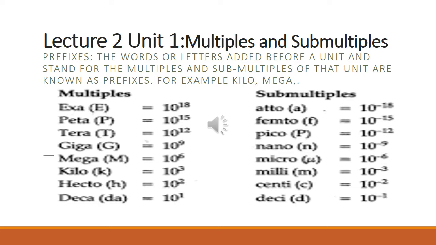Submultiples. In your junior classes, you have read, what are multiples? Multiples are basically those values which we obtain after multiplying any standard unit or quantity with the powers of 10. And what are submultiples? Submultiples are those values which we obtain by dividing any standard unit by the power of 10. So students, these multiples and submultiples are related to the term prefixes.